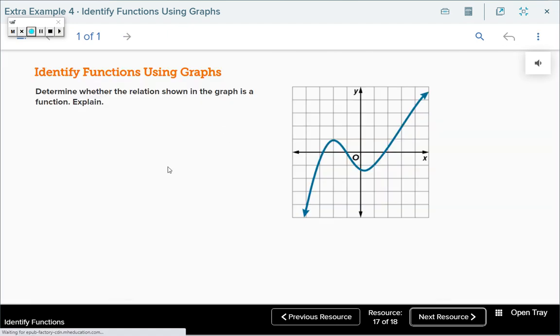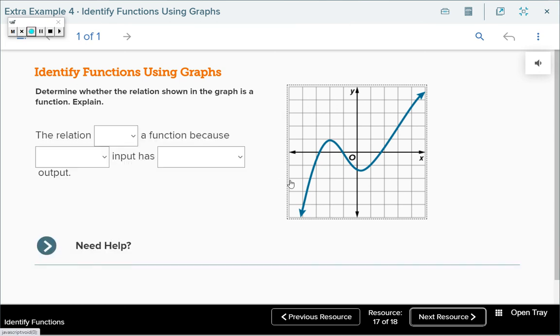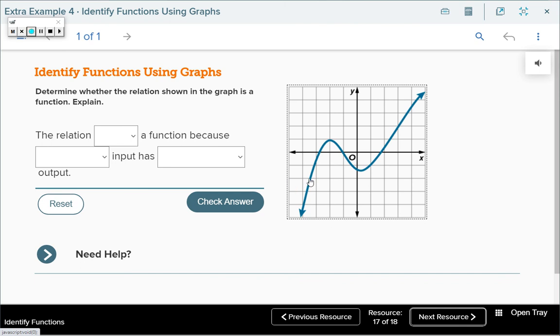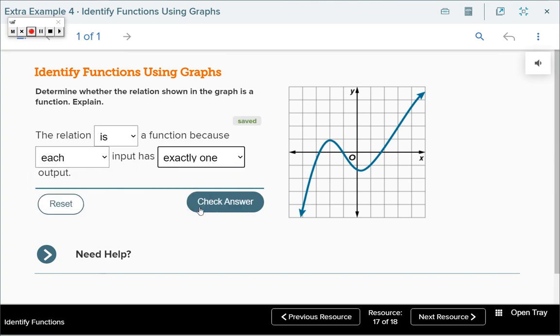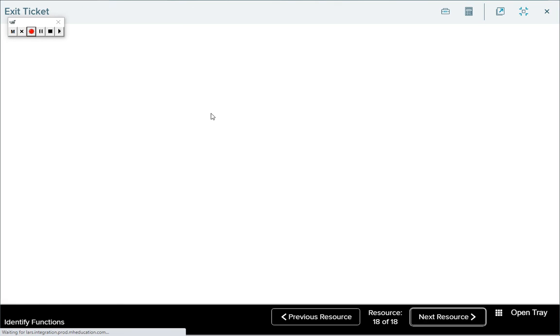If I was to drag this across. Now, remember what I told you? You guys think it's a function? If I drag this across, let's just use my pointer. I drag this across. Does it ever cross that line more than once? Yeah, can you say it's a function? It is a function because each input has exactly one output. Does that make sense, guys? Not a difficult lesson.